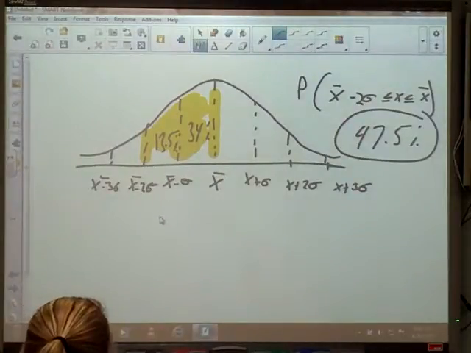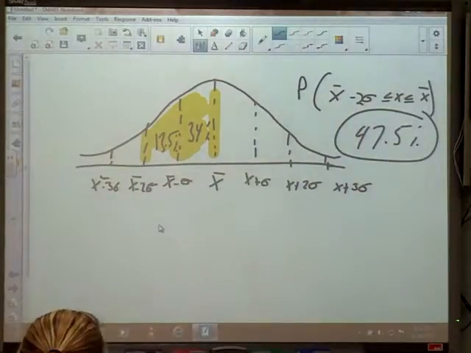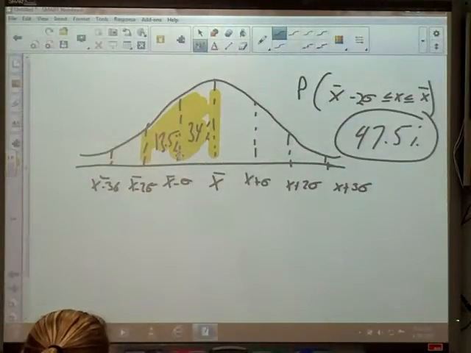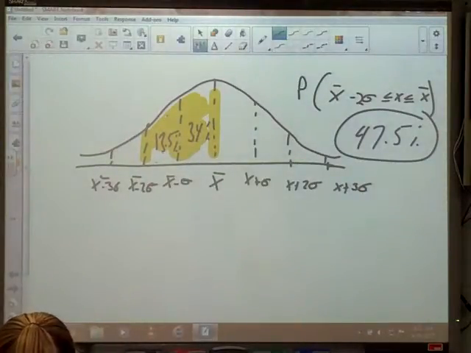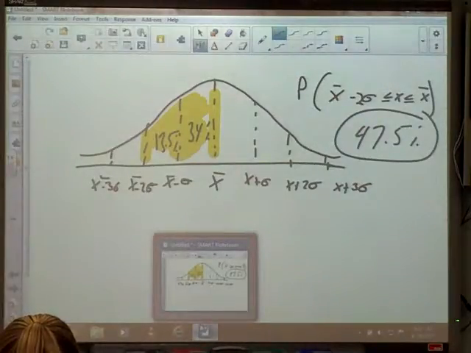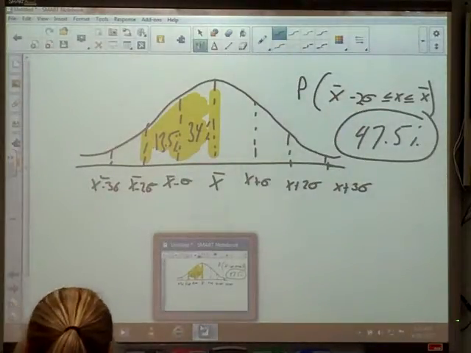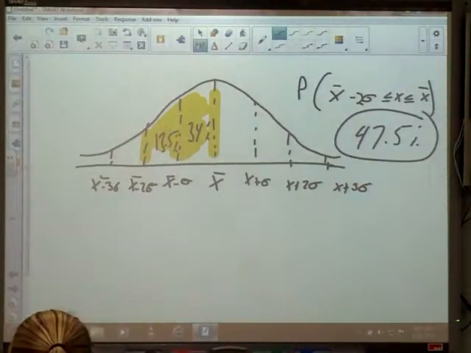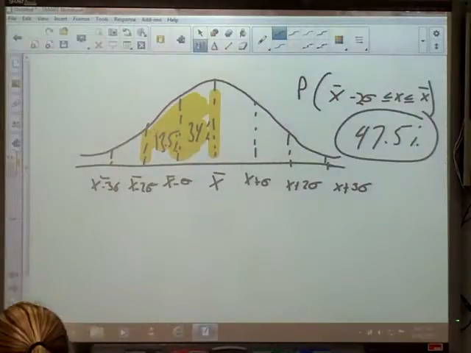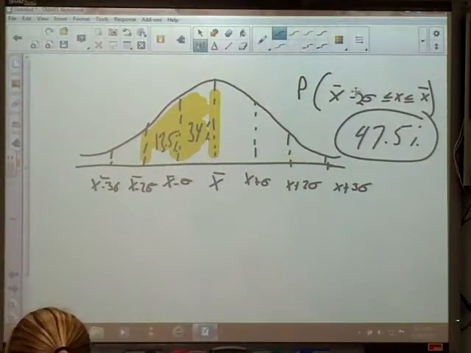Anna? How did I know that was the highlighted area? We got it from that first picture, there's 34% there, and then 13.5% there. Did you subtract? No, I added because I'm including both areas. David, how do you know what's highlighted? That's what they gave me here.